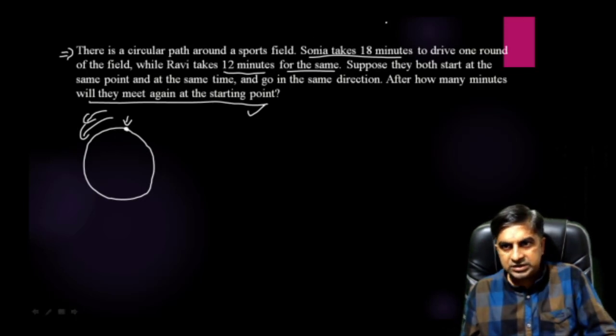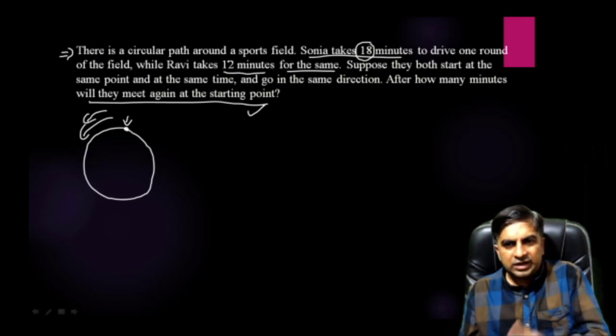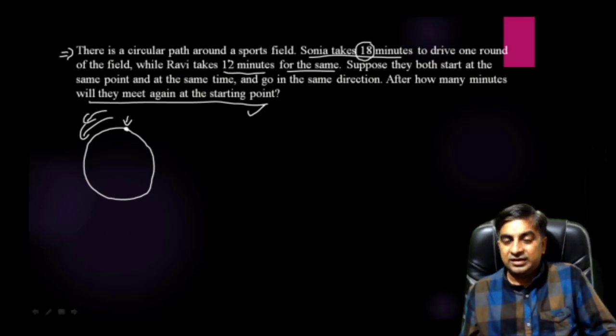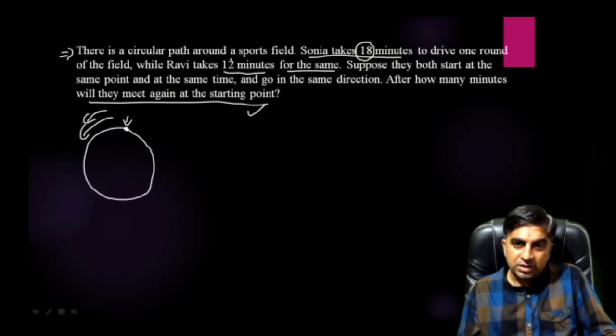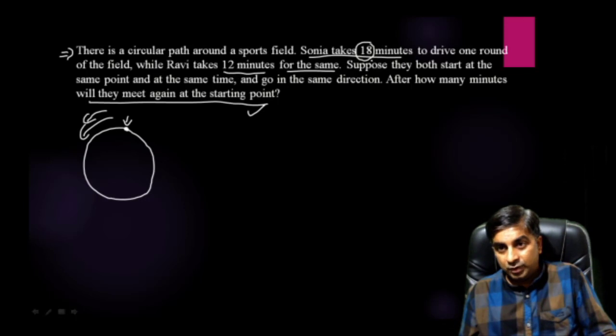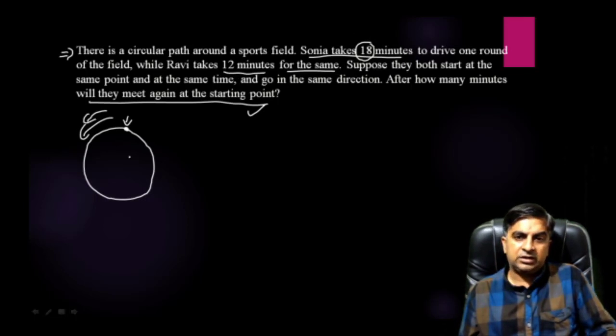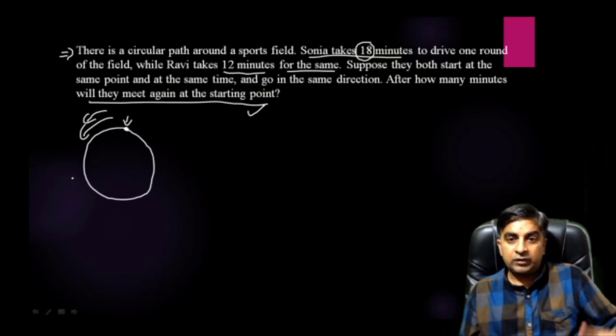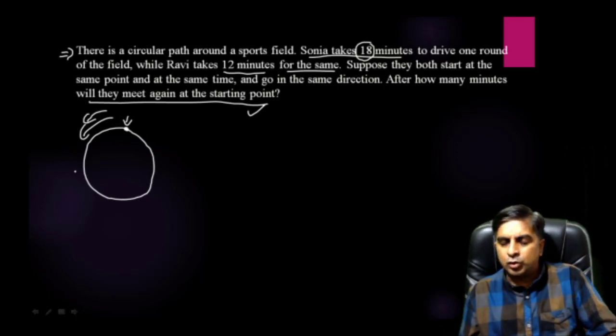So here, Sonia started and completed in 18 minutes. Ravi takes only 12, so Ravi will run faster than Sonia. Will they meet in 12 minutes or less than that? No, not possible. So your answer will be greater than 12, or greater than 18 also. In 12 or 18 minutes they are not going to meet, so the time will be 18 or more than that.